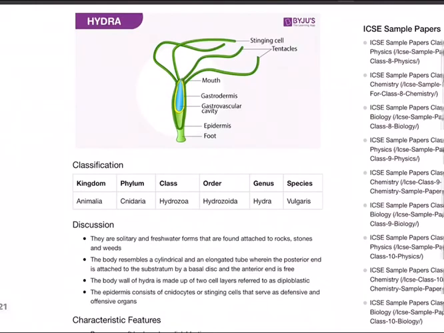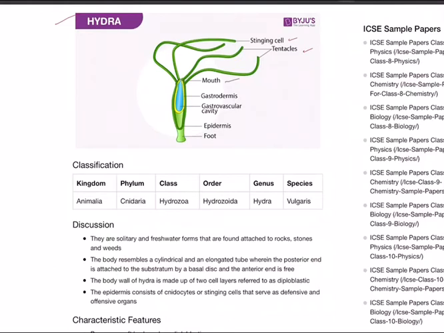This much is enough. And then we move on to the second one, Hydra. So here is the specimen again, as we have in our biology lab. So first thing is, the moment you see it, write the identification: the given specimen is Hydra. Then you draw the diagram.